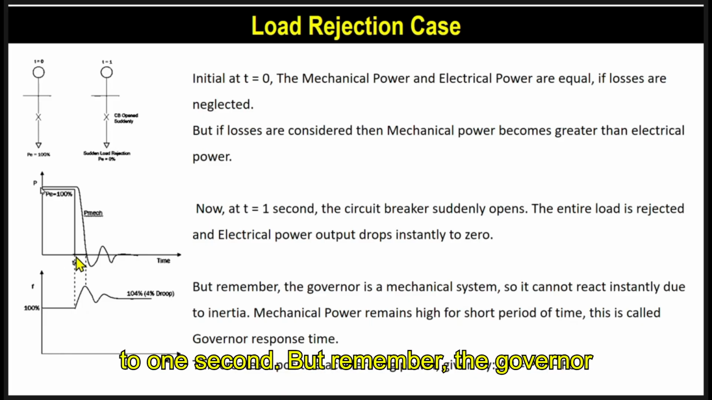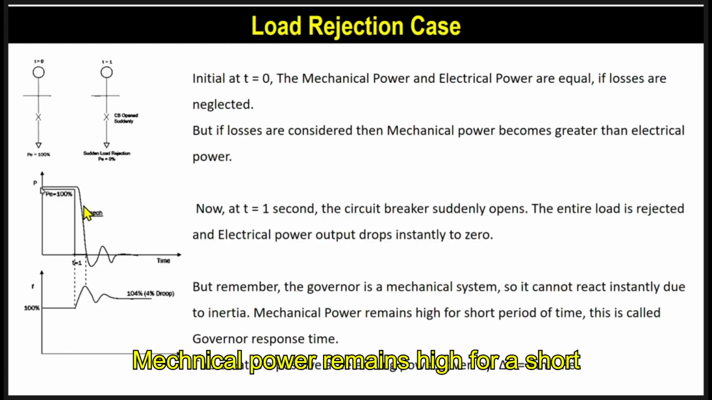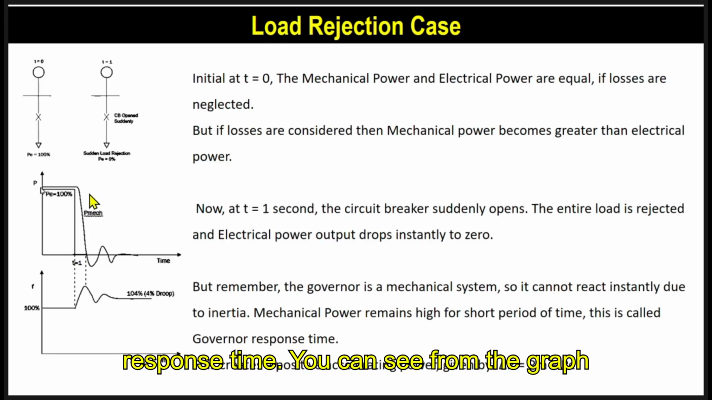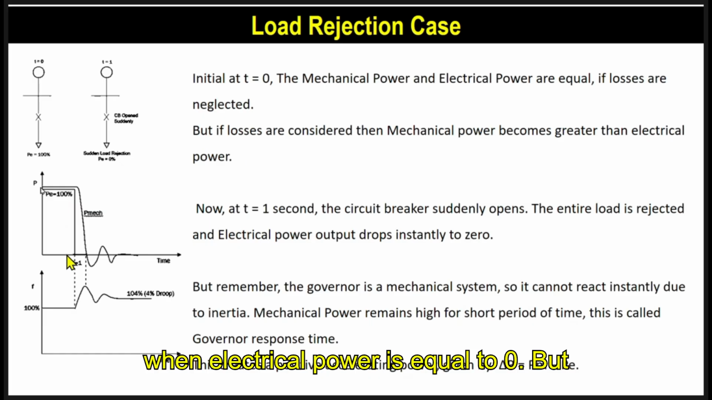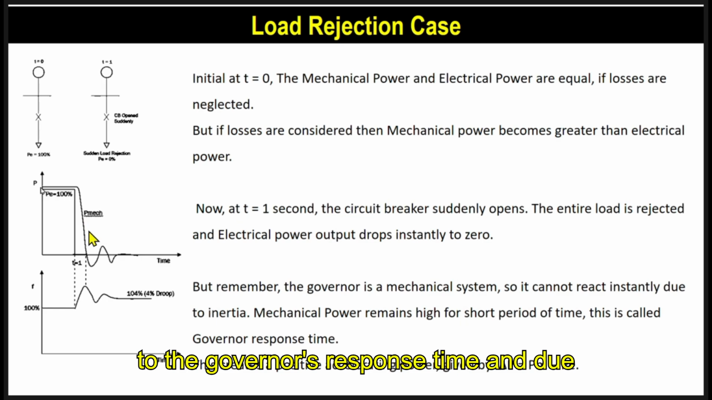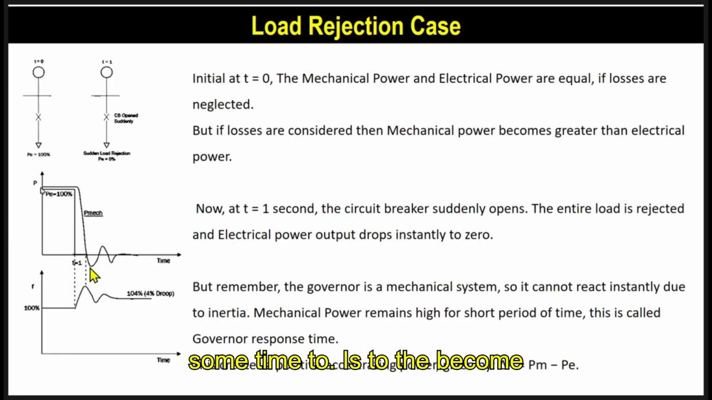But remember, the governor is a mechanical system, so it cannot react instantly due to inertia. Mechanical power remains high for a short period. This period is called the governor's response time. You can see from the graph, electrical power is equal to 0 but mechanical power is not 0, because due to the governor's response time and inertia, it takes some time to become equal to the electrical power.